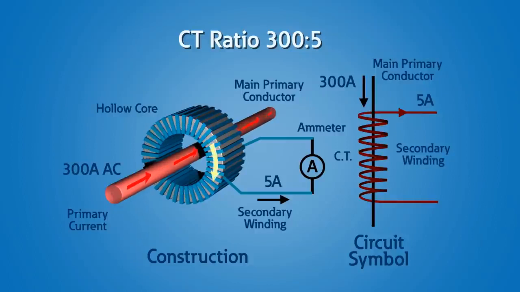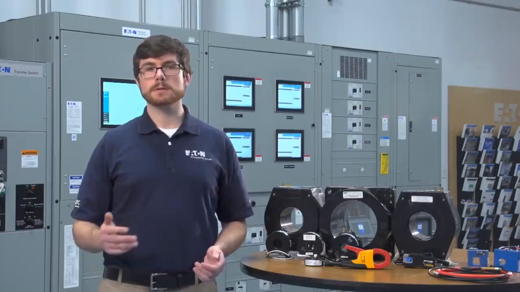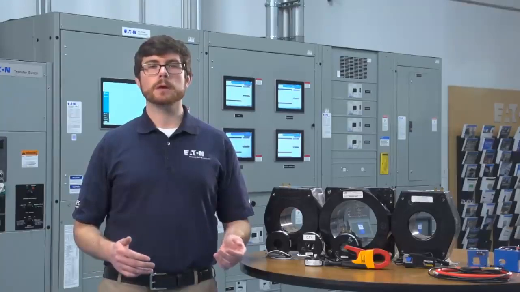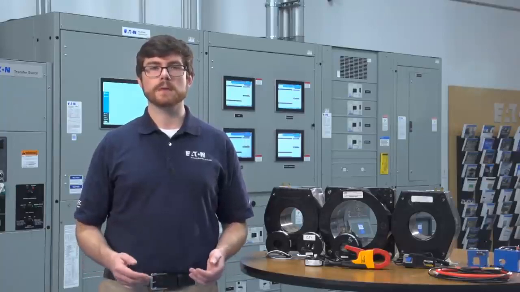Most CTs have a 5 amp output, but others have 1 amp. So when interfacing with a meter or circuit breaker, the correct multiplier must be used that will convert the 5 amp or 1 amp to the actual measured value.